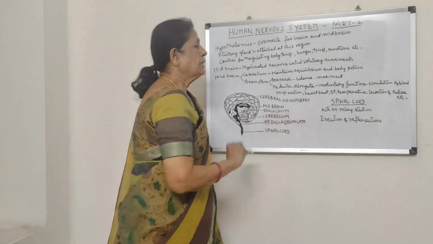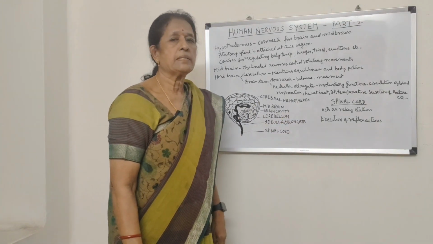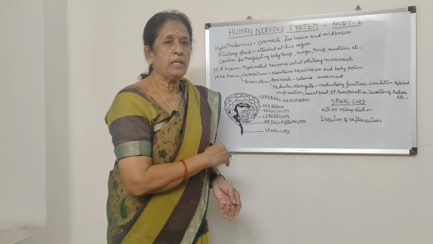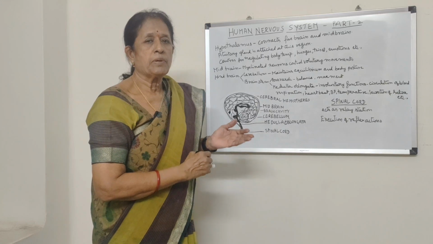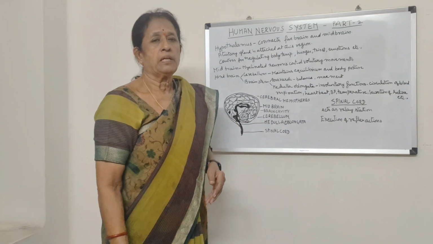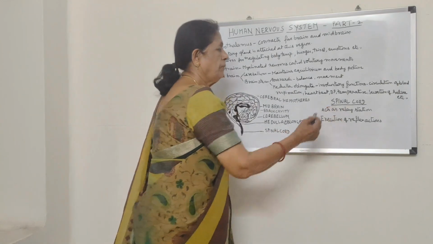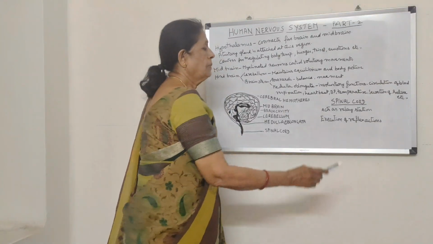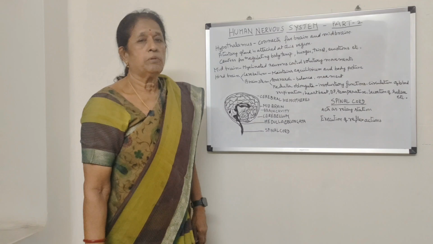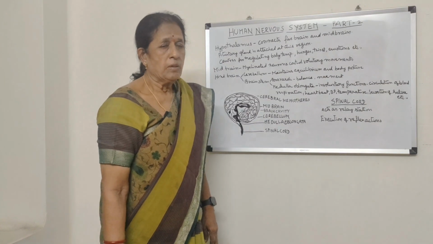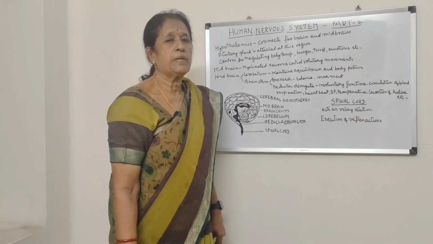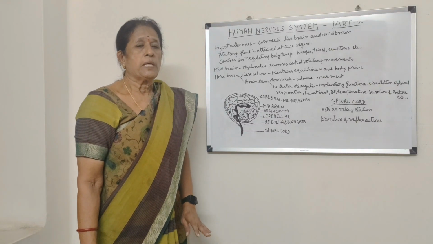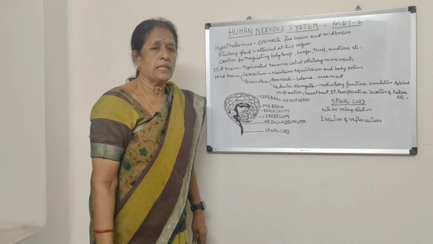So what are the functions of spinal cord? Spinal cord acts as a relay station. It carries impulses from sense organs to brain, and again it carries signals from brain to effector organ. That is one function of spinal cord. Another important function of spinal cord is execution of reflex actions. What are reflex actions? The reflex actions are those where the brain is not involved. Only the spinal cord controls certain actions.